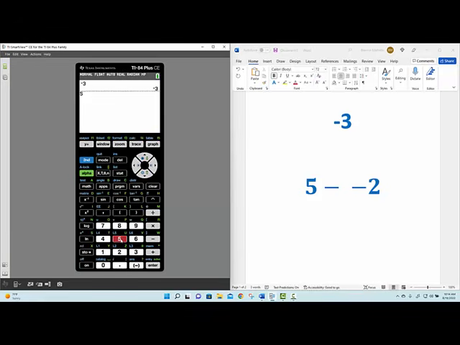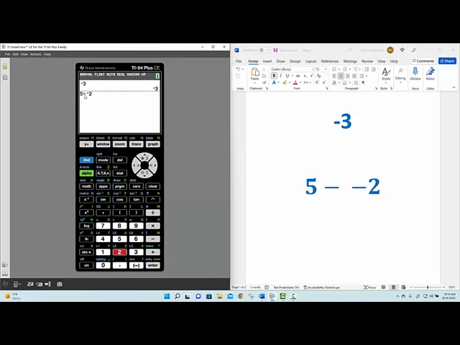Select 5. Now we need to select the subtraction operation, and the subtraction sign is actually different than the negative sign. The subtraction sign is over here on the right side of the calculator with the rest of your operations, so division, multiplication, there's subtraction, and then addition is below it. So we have 5 minus, and now we need to select a -2.